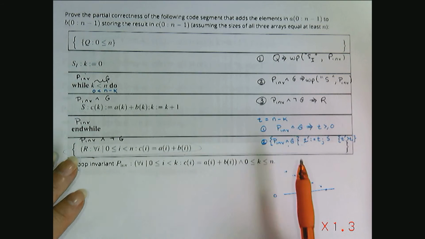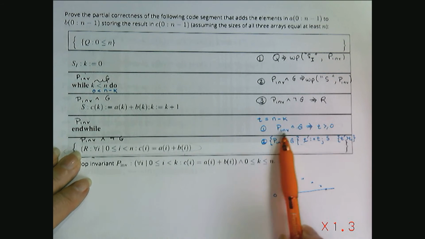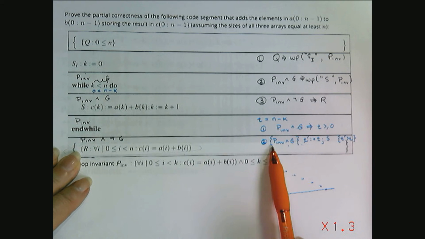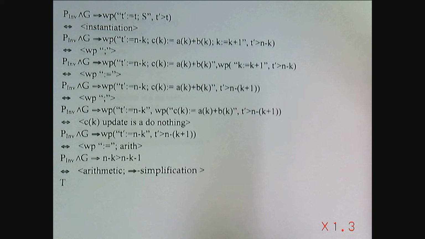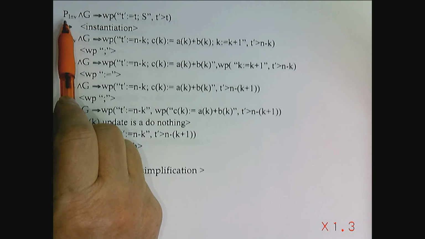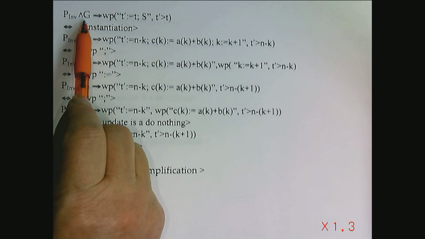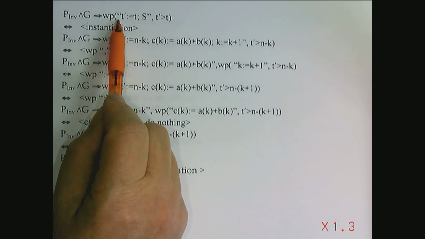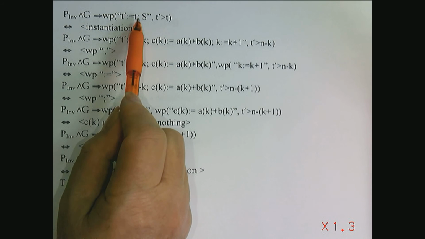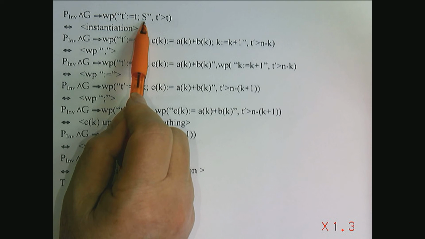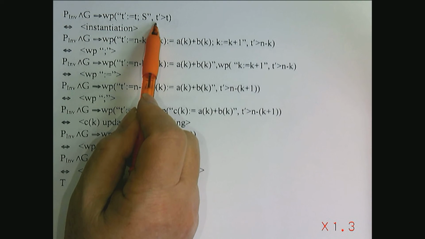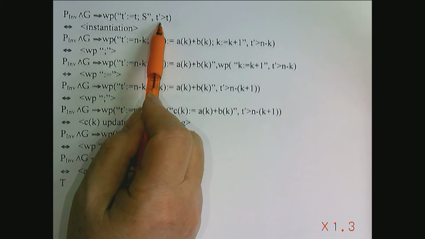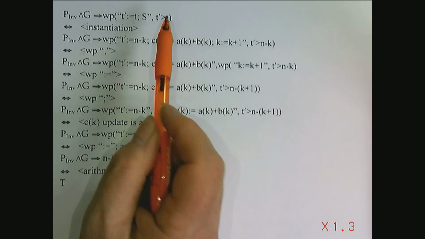In this video, what I'd like to do is to show you that this bound function decreases every iteration. So I need to show that if the invariant and the guard hold, then the weakest precondition of a copy of the bound function followed by the assignment in the loop leaves us in a state where the copy is larger than the original bound function.